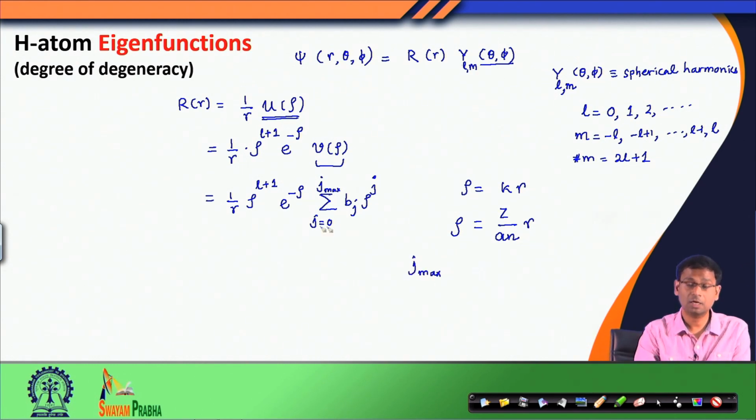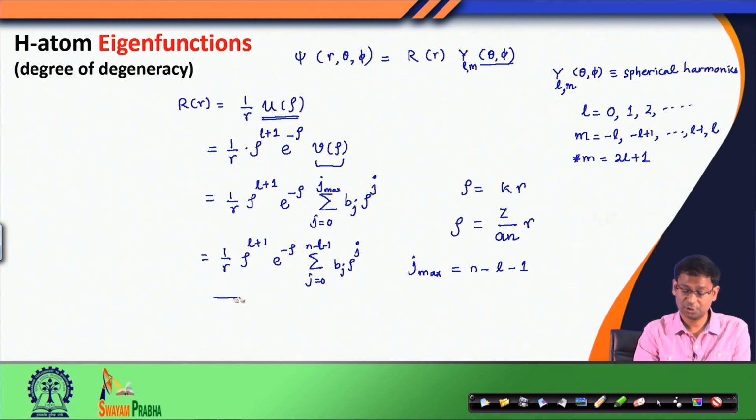We discussed that this cannot be an infinite series, as that would make the wave function unacceptable. So, this series must terminate somewhere, and that j max value turned out to be n minus L minus 1. So, now I can write j goes from 0 to n minus L minus 1 of Bj rho to the power j. So, this is the general form of the radial part of the solution.